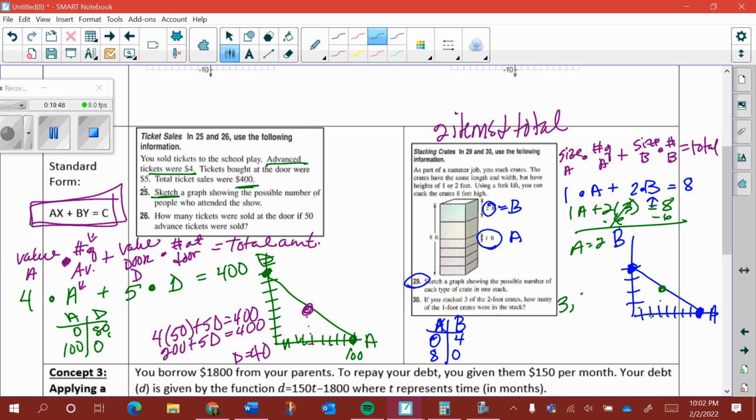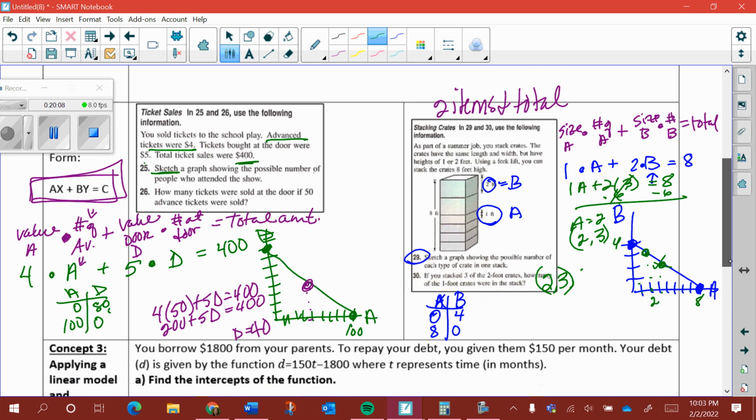I said that wrong, didn't I? 2 should be 1, 2, 3. Excuse me. There we go. 2 should give me 3. There we go. That's much better. At 2, I'm at 3. Yeah. Sorry about that. All right, next one.